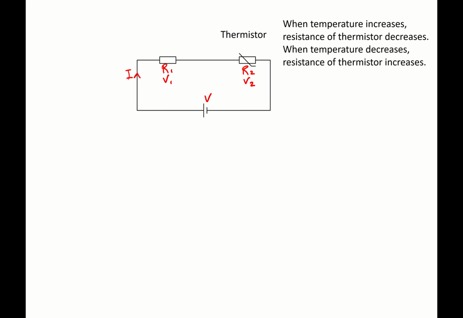Hi everyone, this is another video on how to analyze potential divider. We started off by first using a variable resistor, and then in another video we used the light dependent resistor, and now over here we are using a thermistor. Now the behavior of thermistor is such that when the temperature increases, the resistance of the thermistor decreases, and when the temperature decreases, the resistance of the thermistor increases.